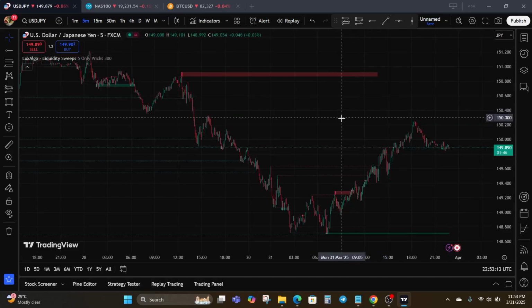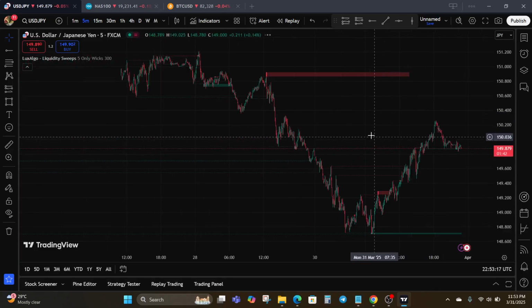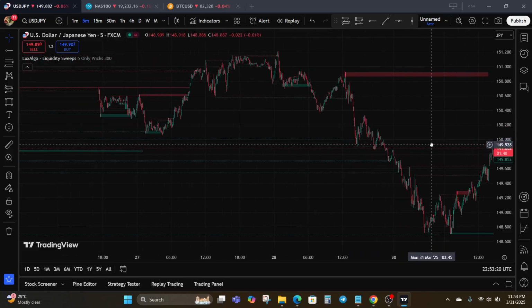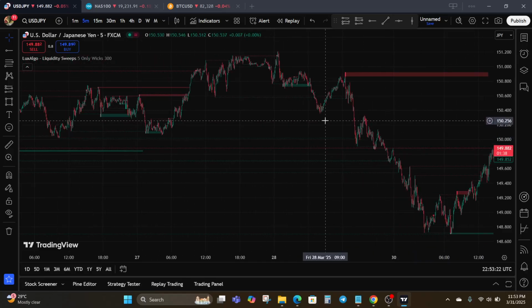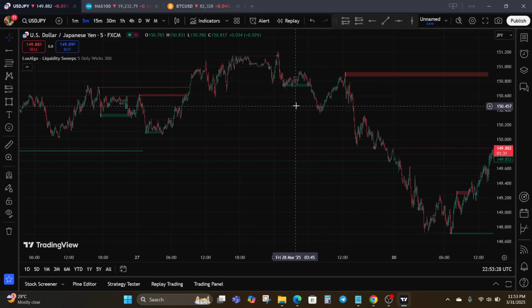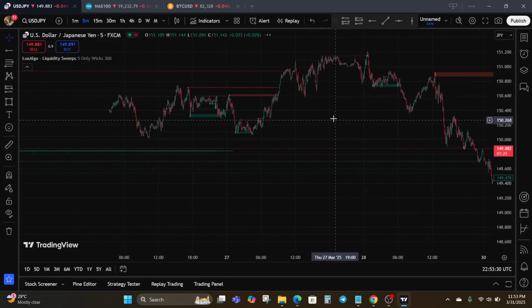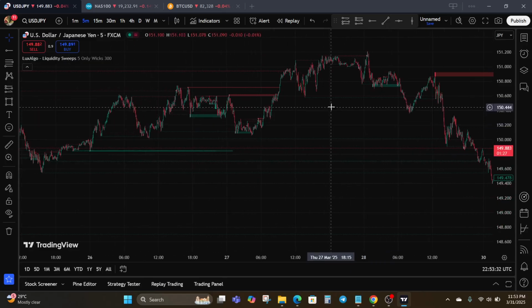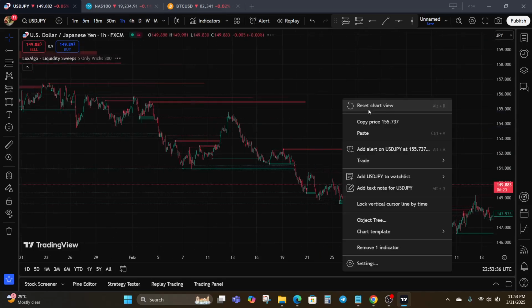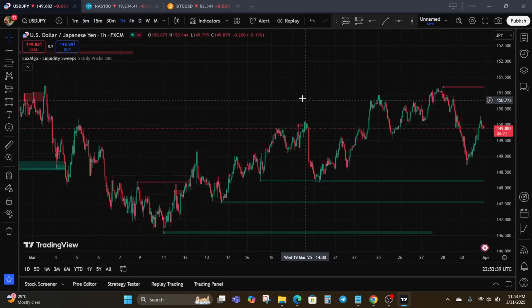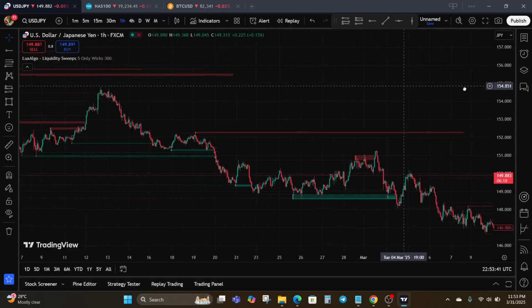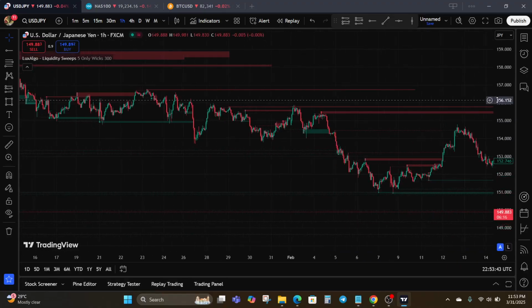You need to understand what is happening behind the scenes. Liquidity sweeps happen when smart money manipulates price to grab liquidity before making the real move. Large institutions and market makers often push price into areas where retail traders have placed their stop losses. It kind of sounds unfair, but I guess that's just the reality of it, right?